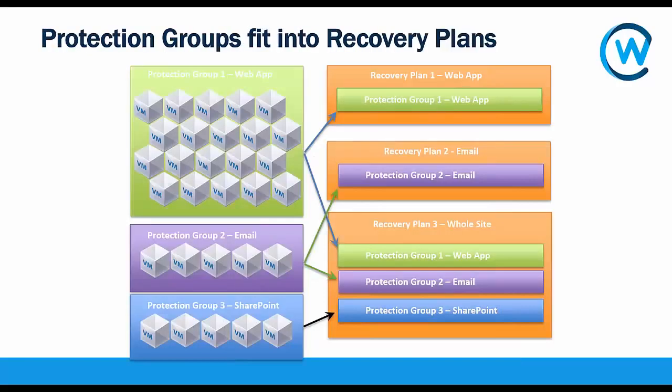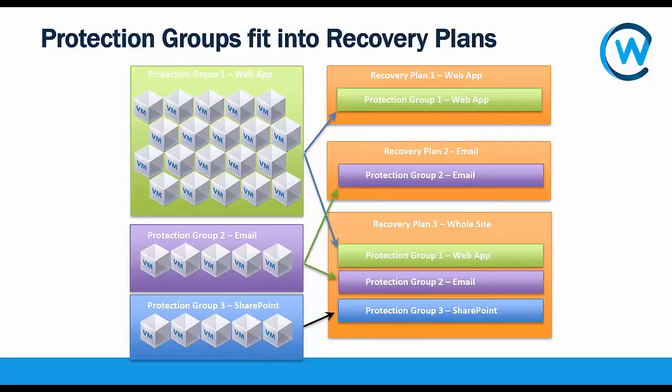So as I mentioned earlier, protection groups fit into recovery plans. So it's flexible. As you can see here, we've got recovery plan 1, which just recovers our web apps. Recovery plan 2 recovers our email. And then there's recovery plan 3, which has got all 3 protection groups in. So if we were to suffer a whole site failure, we can just invoke one recovery plan to bring all of those workloads back up.